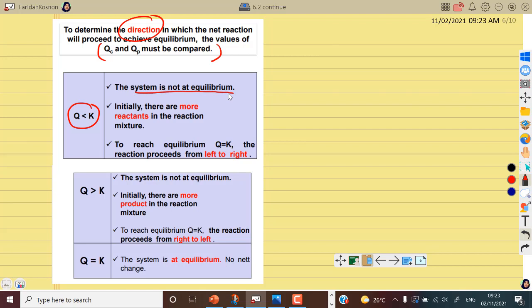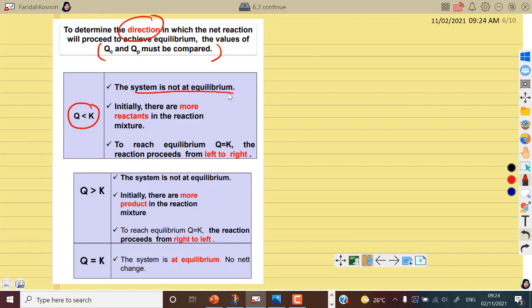Okay, itu menunjukkan sistem belum lagi berada dalam keseimbangan ataupun belum lagi mencapai equilibrium. Okay, so apa maksud when Q is less than K? Okay, when Q is less than K, actually, initially there are more reactants in the mixture.